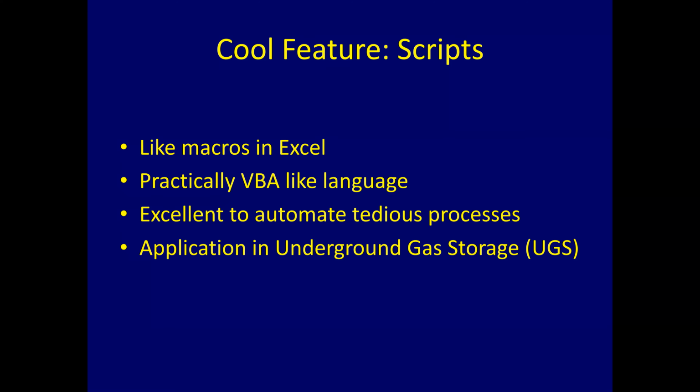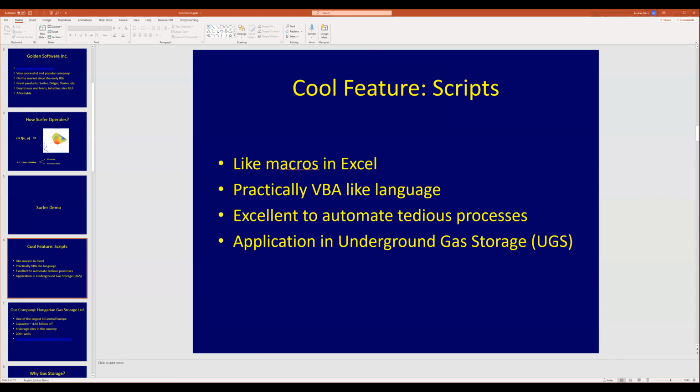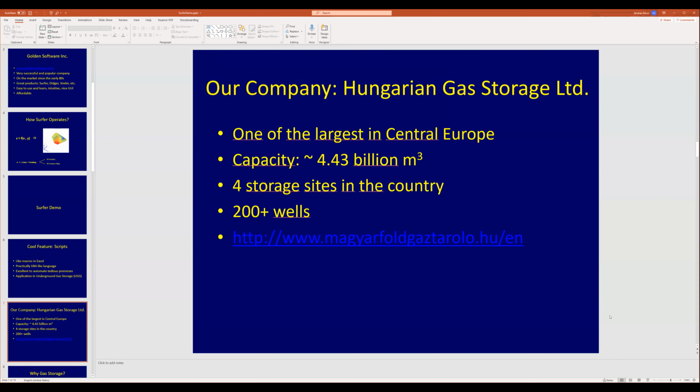Okay, so how we use this now in underground gas storage, and I would like to say here a few words about our company and about underground gas storage. We are a Hungarian gas storage company. We are located in Central Europe. We are one of the largest Central European gas storage companies. We have a capacity of about 4.4 billion cubic meters of gas. The Hungarian national consumption is about 9 to 10 billion cubic meters a year. So nearly half of it is secured in gas storage reservoirs. So the gas supply in Hungary is very safe.